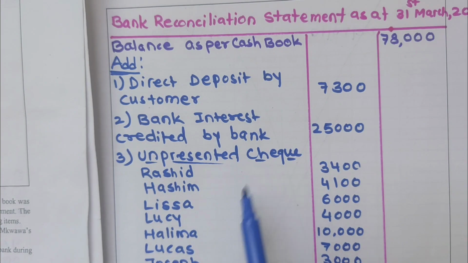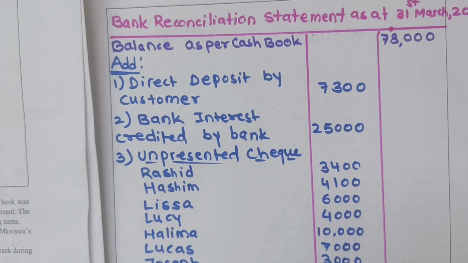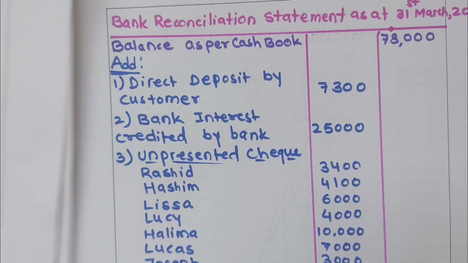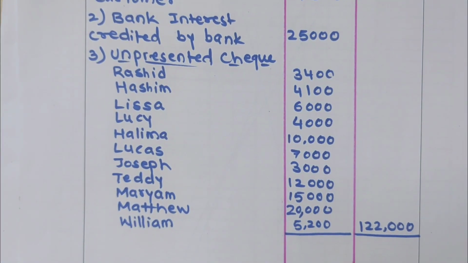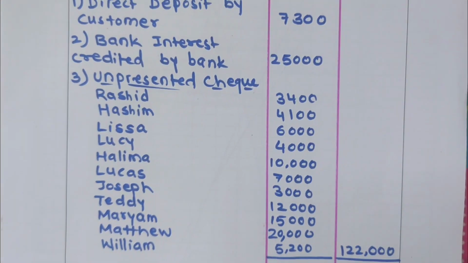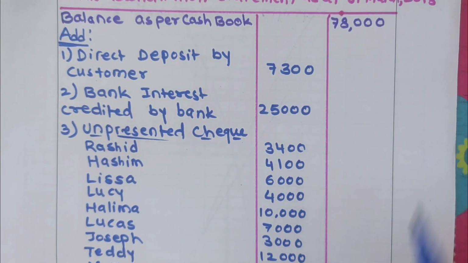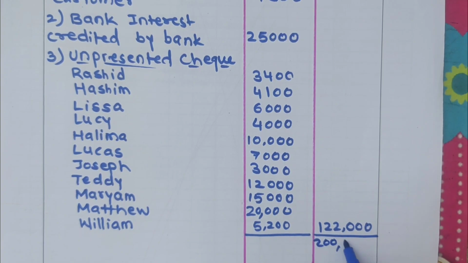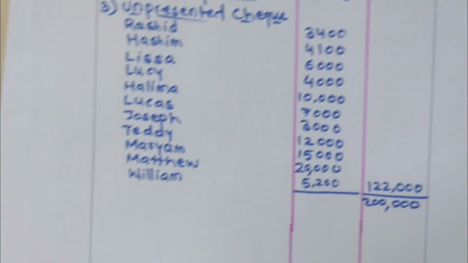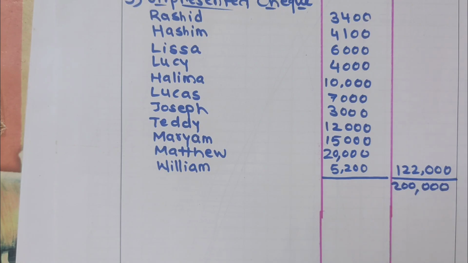So unpresented check, these are the checks which are already given by Makwawa and credited in his cash book, but they are not presented by the creditors. So now again we are giving the reverse effect. We are adding this item unpresented check. So when we add all these amounts, in the outer column we get 122,000. So now this 78,000 plus this 122,000, so we get 200,000. Now from this we have to deduct the other items.